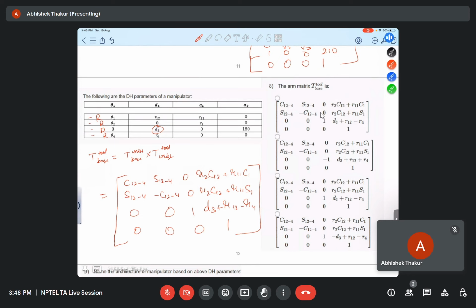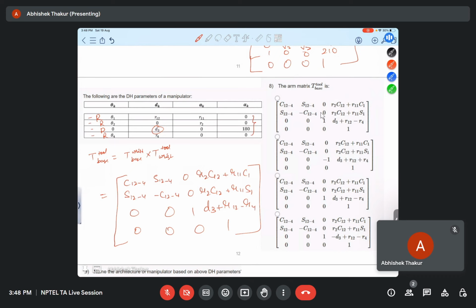Now the values of alpha are either 0. Here you can see alphas are either 0 or 180 degrees for all links, hence we can say that all the z-axes or the joint axes are parallel, or anti-parallel, because when the angle is 0 or 180 degrees, the axes are either parallel or anti-parallel.